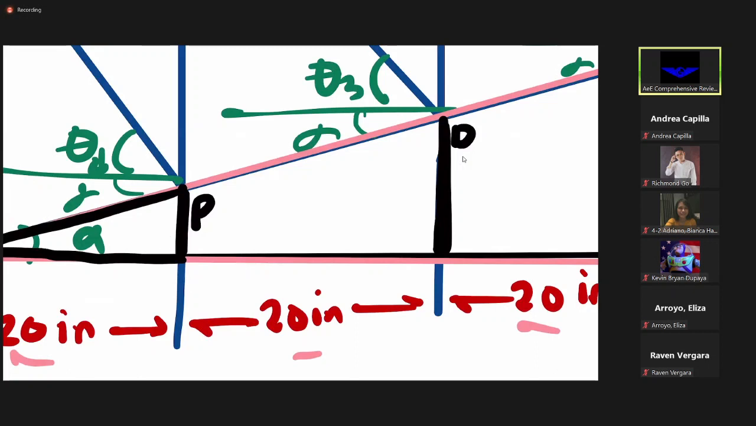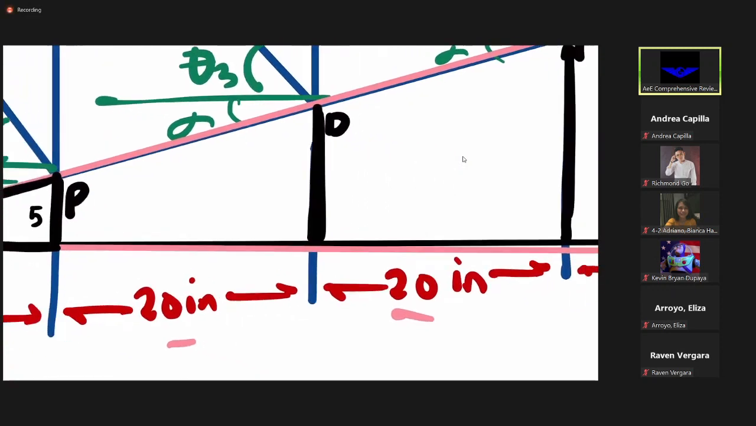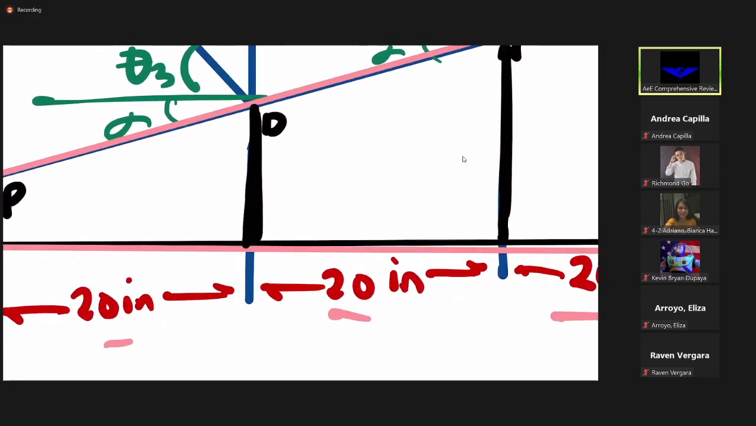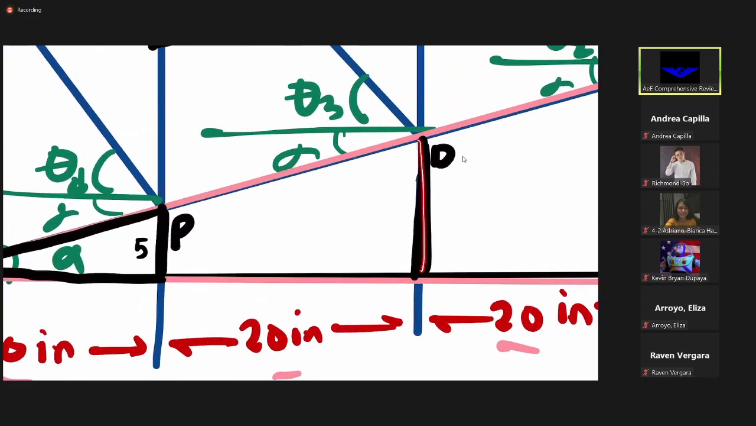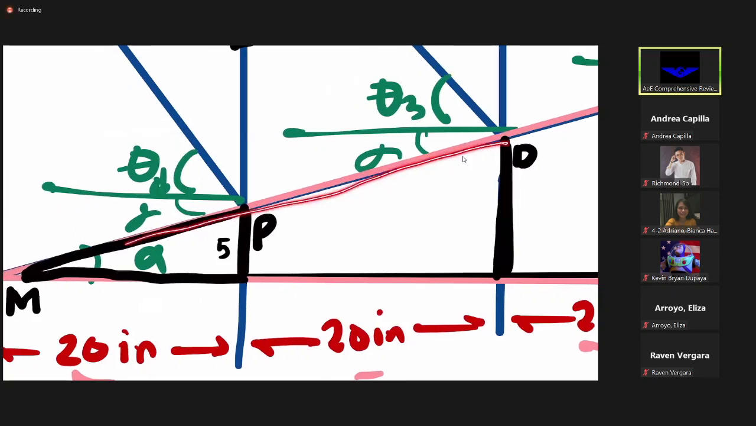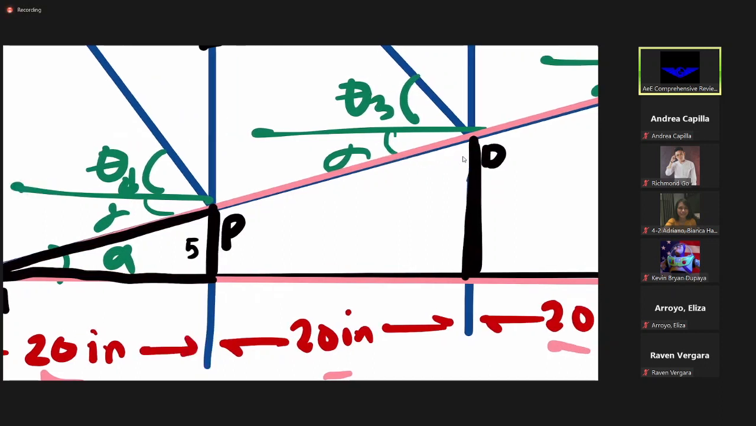Okay, so this is 5. Next naman is to determine this line. Okay, this one. So anong triangle ang involved? Either pwede mong gamitin to para malaman, or pwedeng gamitin yung part na to.